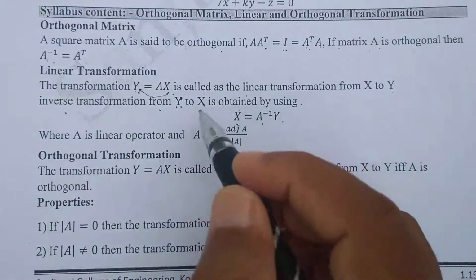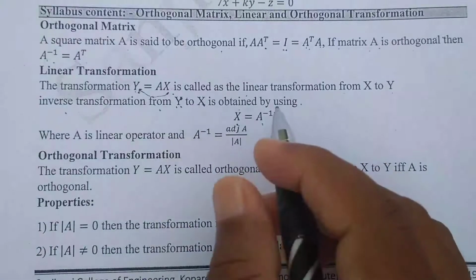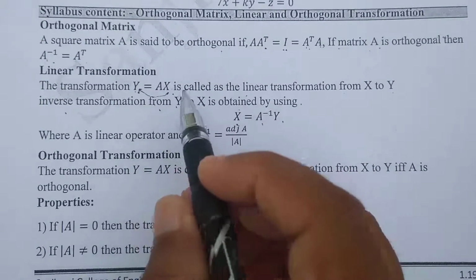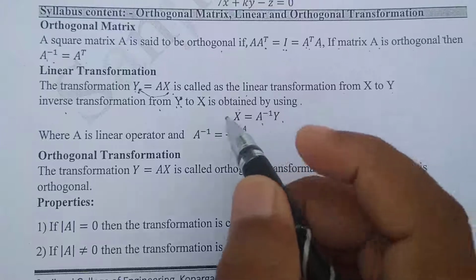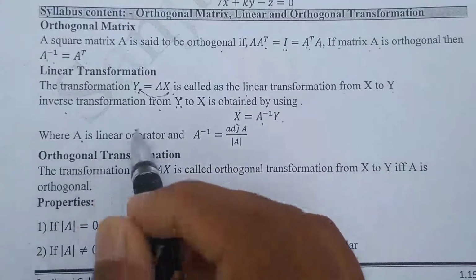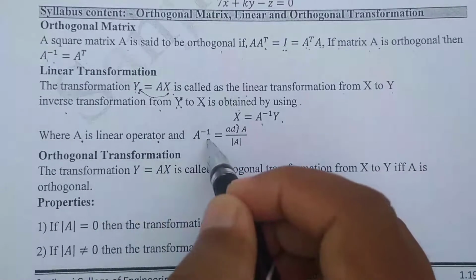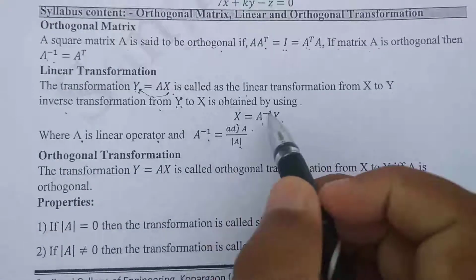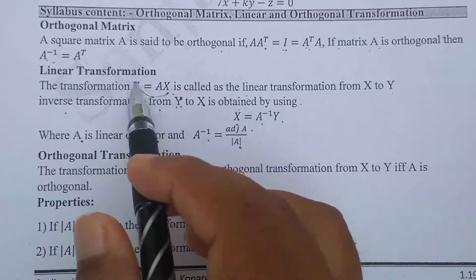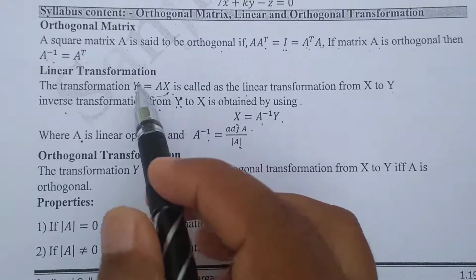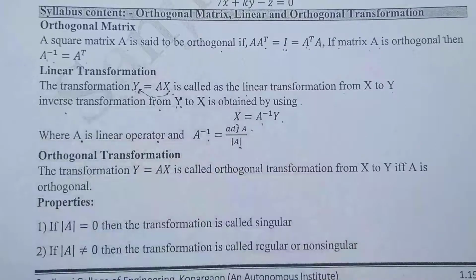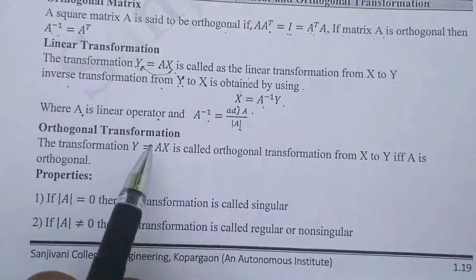Or we can also obtain this inverse transformation by using the solution of the system, or by using echelon form, where A is a linear operator and the value of A inverse is adjoint of A upon determinant of A. So this is the inverse transformation. From this we can calculate the transformation from y to x as x is equal to, this A comes here, so A inverse y.